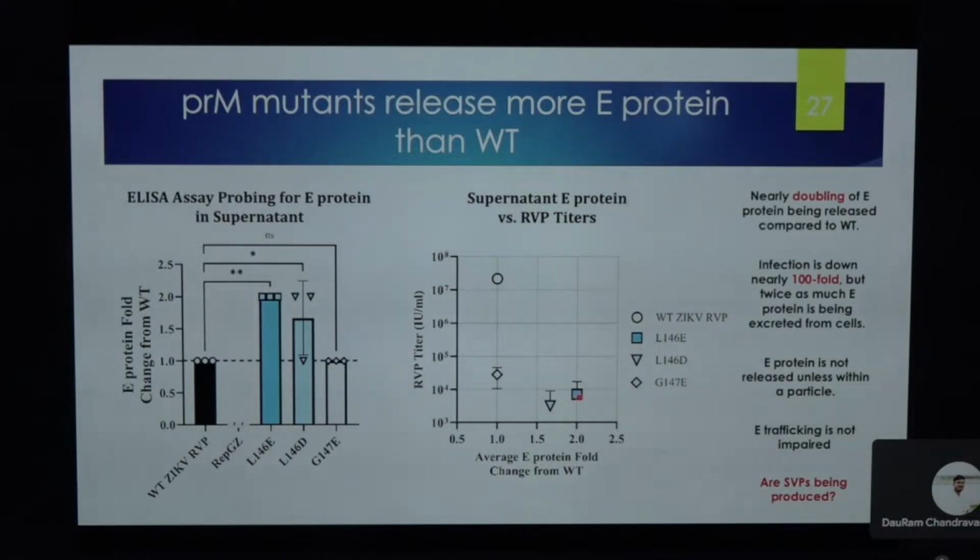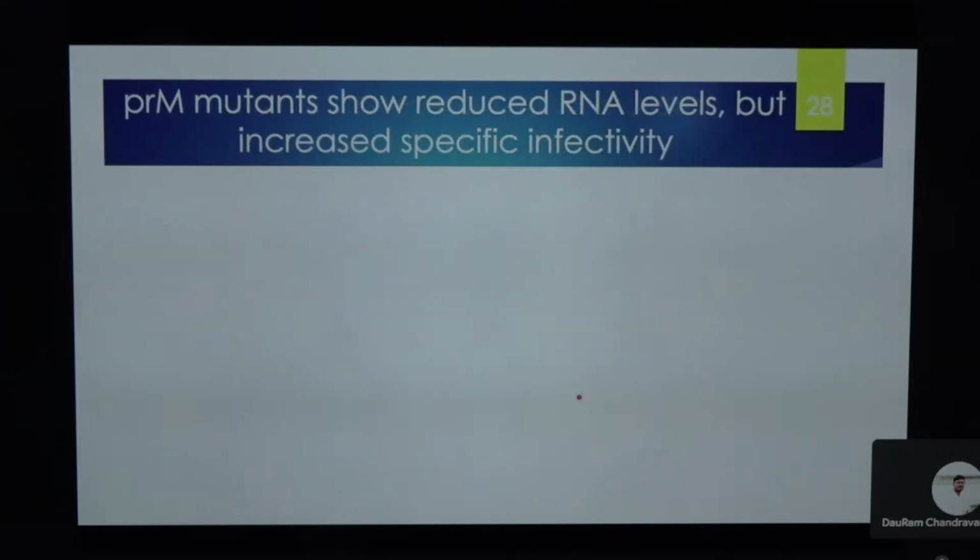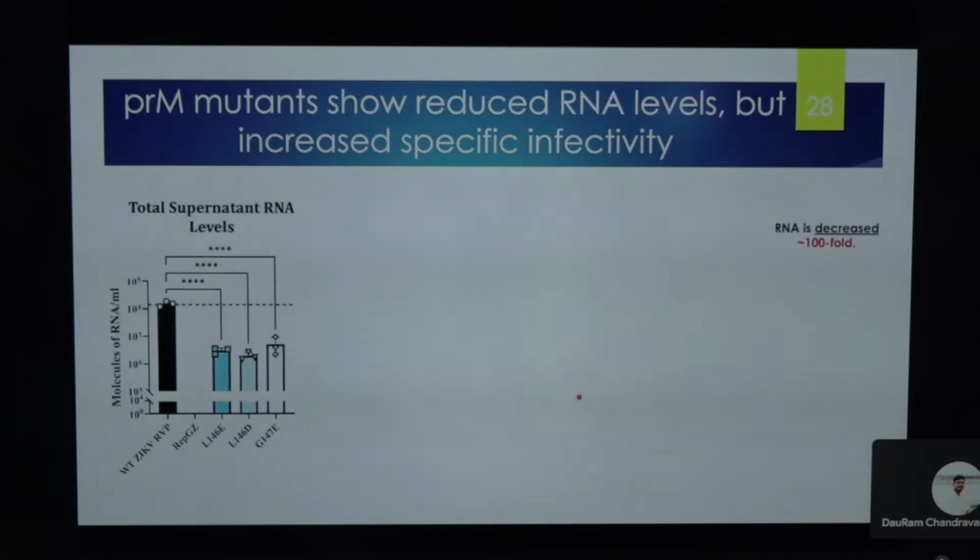And it's a very, very low probability of that happening naturally. And so maybe we are, in fact, disrupting assembly of these viruses and releasing empty particles. But we needed to show that we're actually not having the RNA, not just lots of E protein in the supernatant. And in fact, that's what we're able to show.